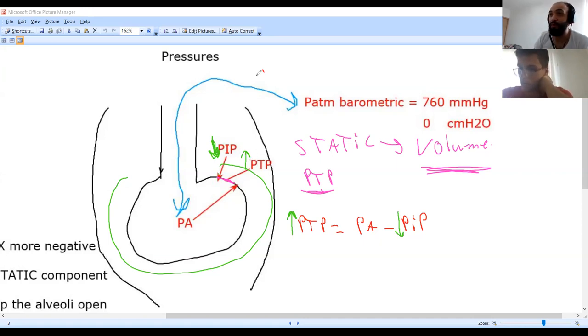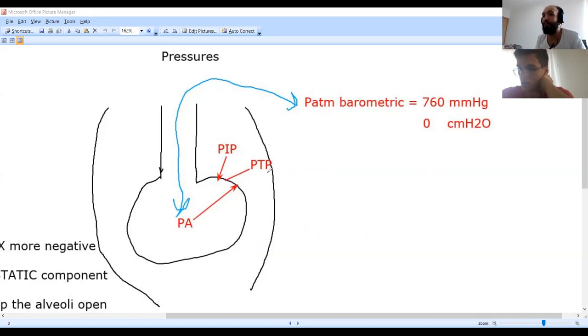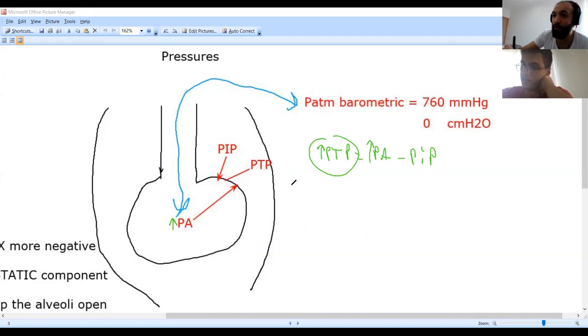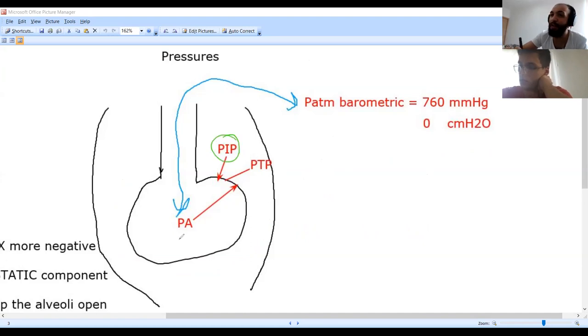So one question for you. Someone asks me, okay, of course, if you increase the PA, what happens to the PTP? PA minus PIP will also increase. So the volume will also increase. My question is, why don't we say the PIP and the PA are the ones that modify the volume? Why do we have to say the PTP? Because I'll give you an example. If I increase the PIP and I increase the PA by the same amount, will the volume increase or decrease? It will just stay the same.